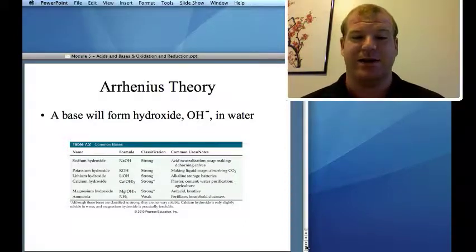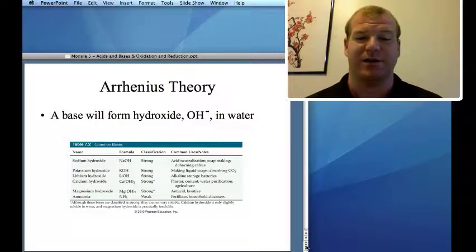Magnesium hydroxide, this is an antacid. It's both an antacid and a laxative. Certain calcium carbonate is also used as an antacid, but tends to make people constipated. Magnesium hydroxide is also a laxative. Ammonia, used as a fertilizer and as a cleaner.